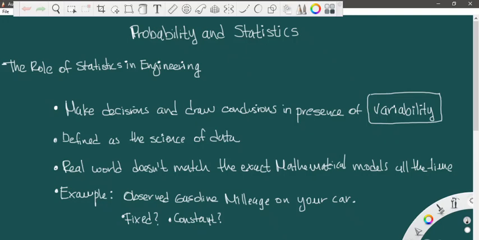Well, welcome to our new quarter. The subject that we are going to study is probability and statistics.